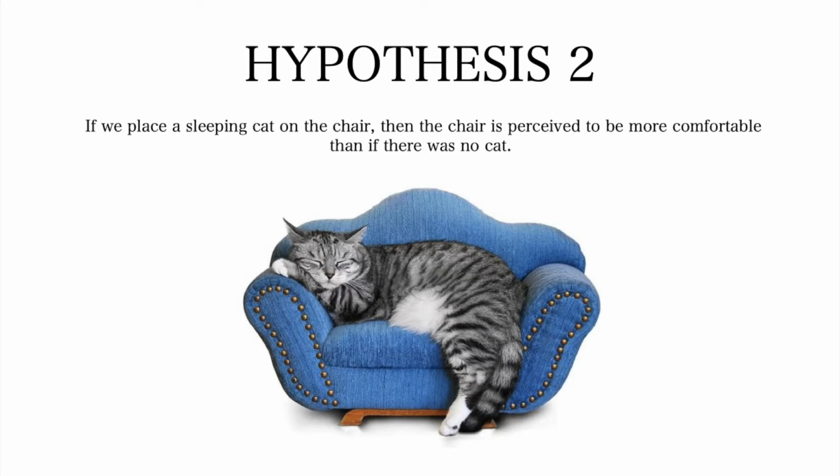The second hypothesis we tested is the following. If we place a sleeping cat on the chair, then the chair is perceived to be more comfortable than if there was no cat. We believe that placing a sleeping cat on the chair can make the chair appear more comfortable because we think a sleeping cat is soulful. So, we expected the sight of this cat to trigger a peaceful, calm, and relaxing feeling. We suppose that this feeling can unconsciously make participants perceive the room to be comfortable, especially the chair on which the cute cat is sleeping.